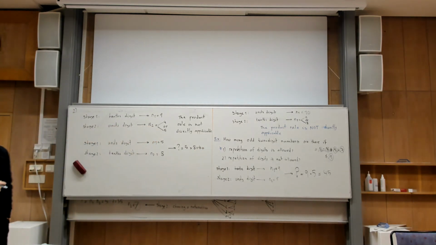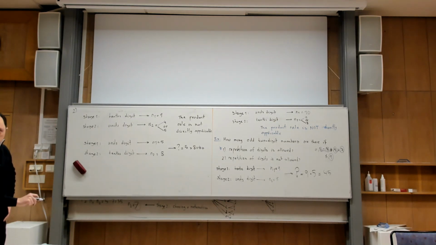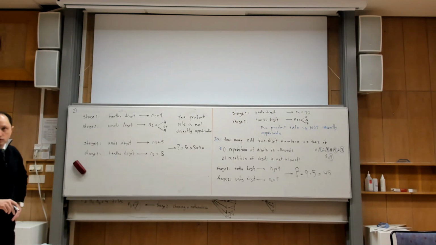So there are 40 two-digit odd numbers with distinct digits. Is this number sensible or not? If you want to understand it in a different way, yes, because there are 45 odd numbers minus the 5 numbers whose digits are repeating, so that's completely reasonable.